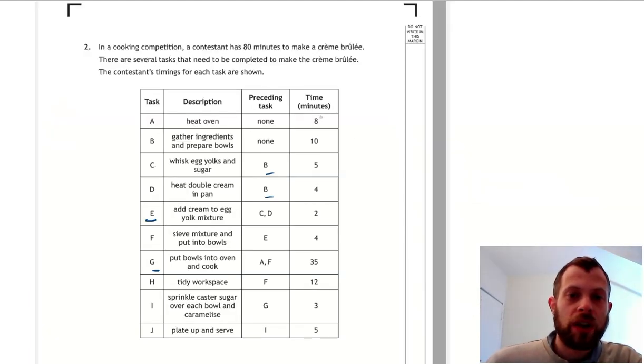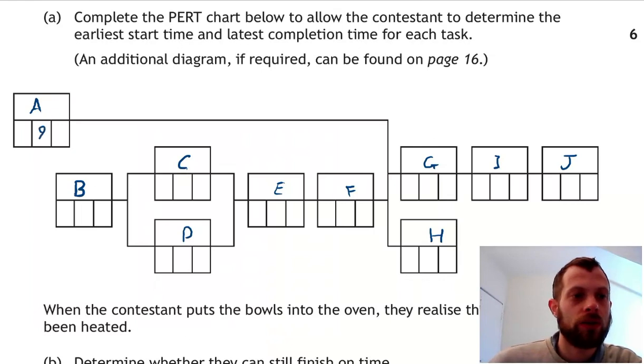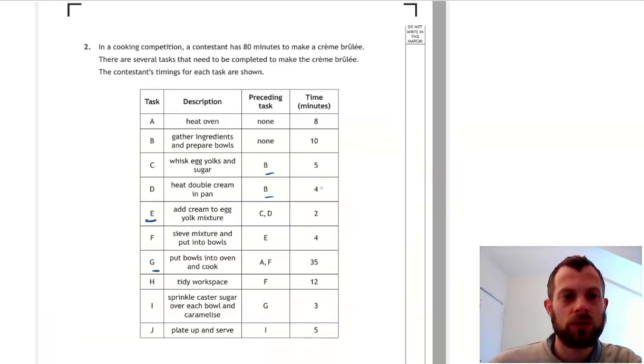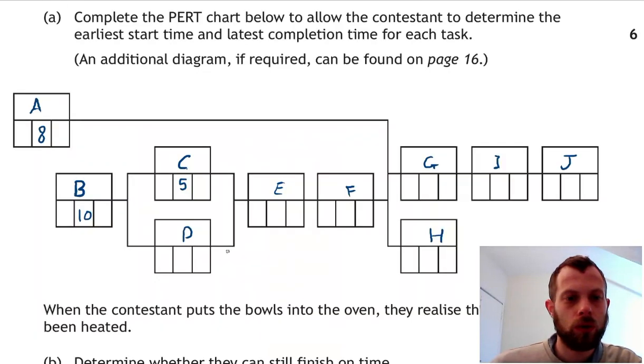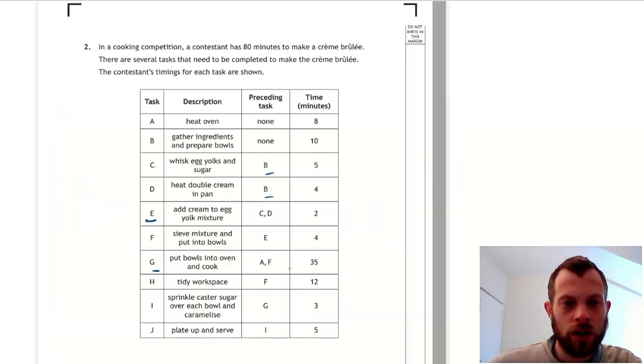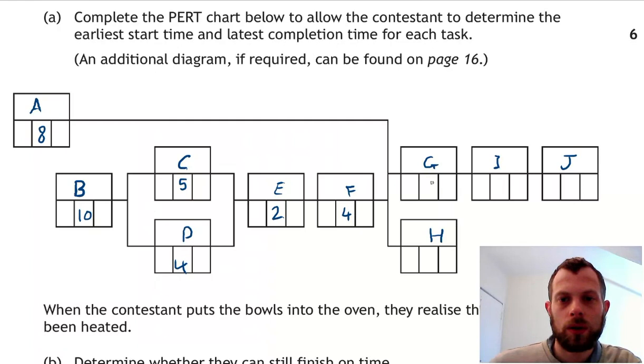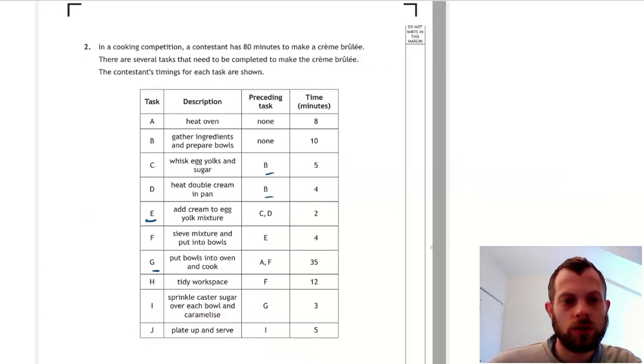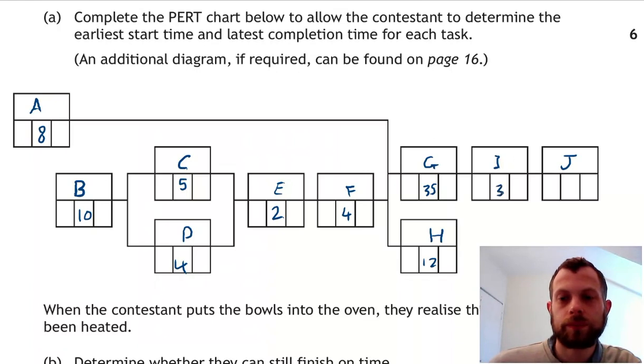Now we'll go and put the durations in. A, B, C, 8, 10, 5. And that goes in the middle box. D, E, F, 4, 2, 4. G, H, I, J, 35, 12. I and J, 3 and 5.